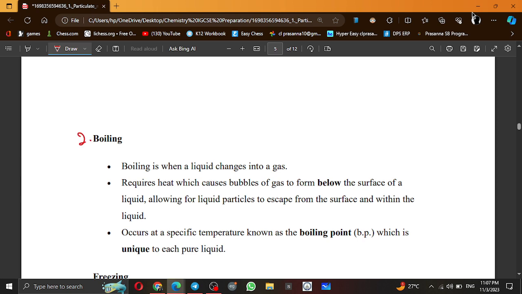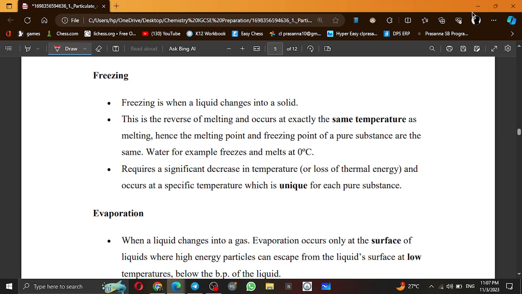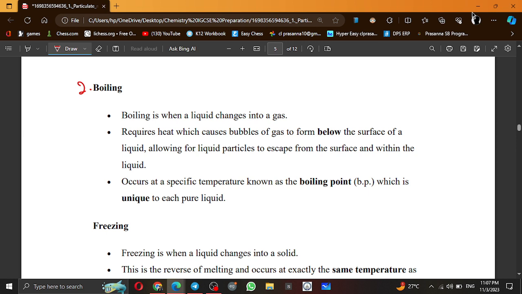Now you must know the difference between boiling and evaporation. Boiling is when a liquid changes to gas; it requires heat, which causes bubbles to form below the surface of the liquid, allowing liquid particles to escape from the surface and within the liquid.